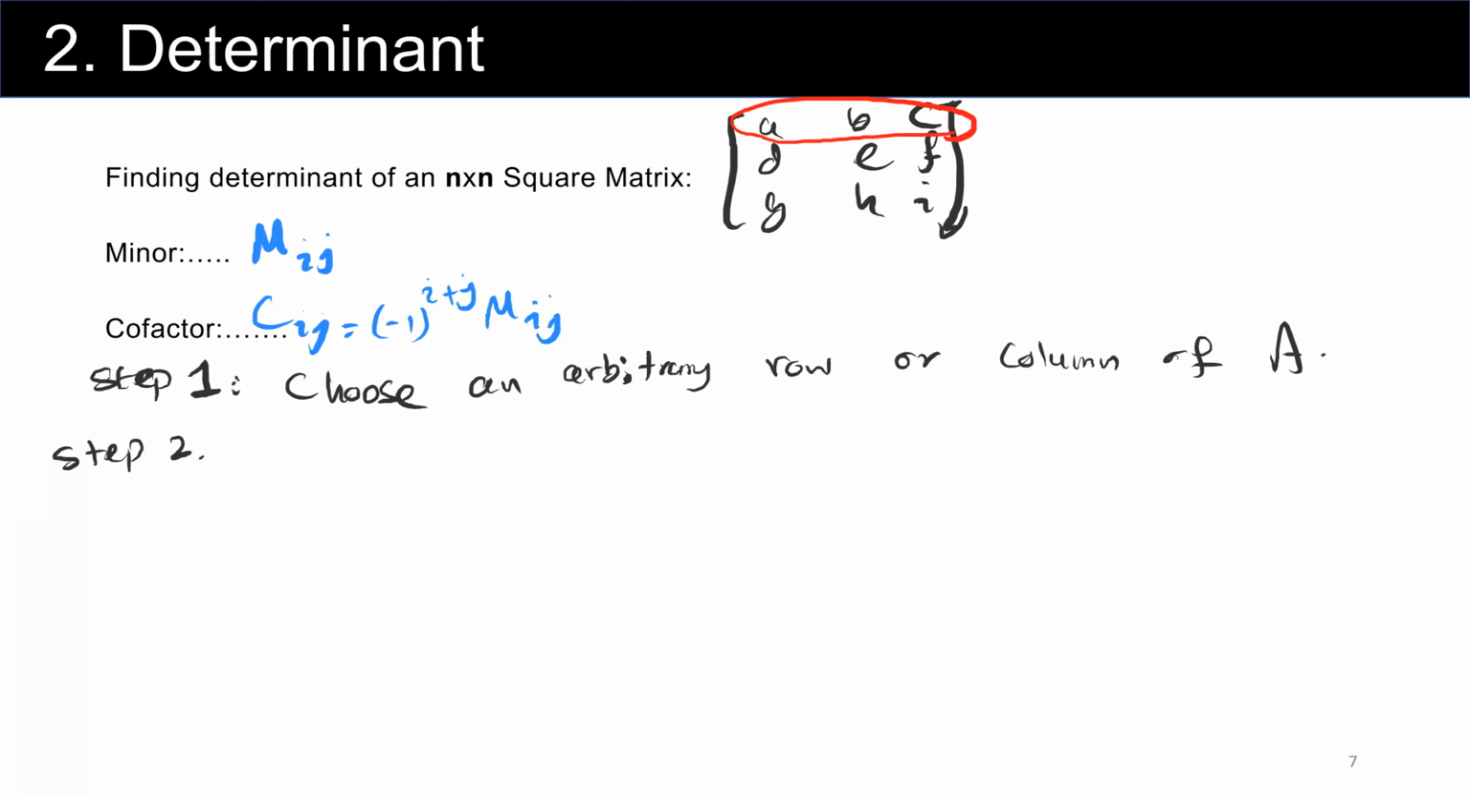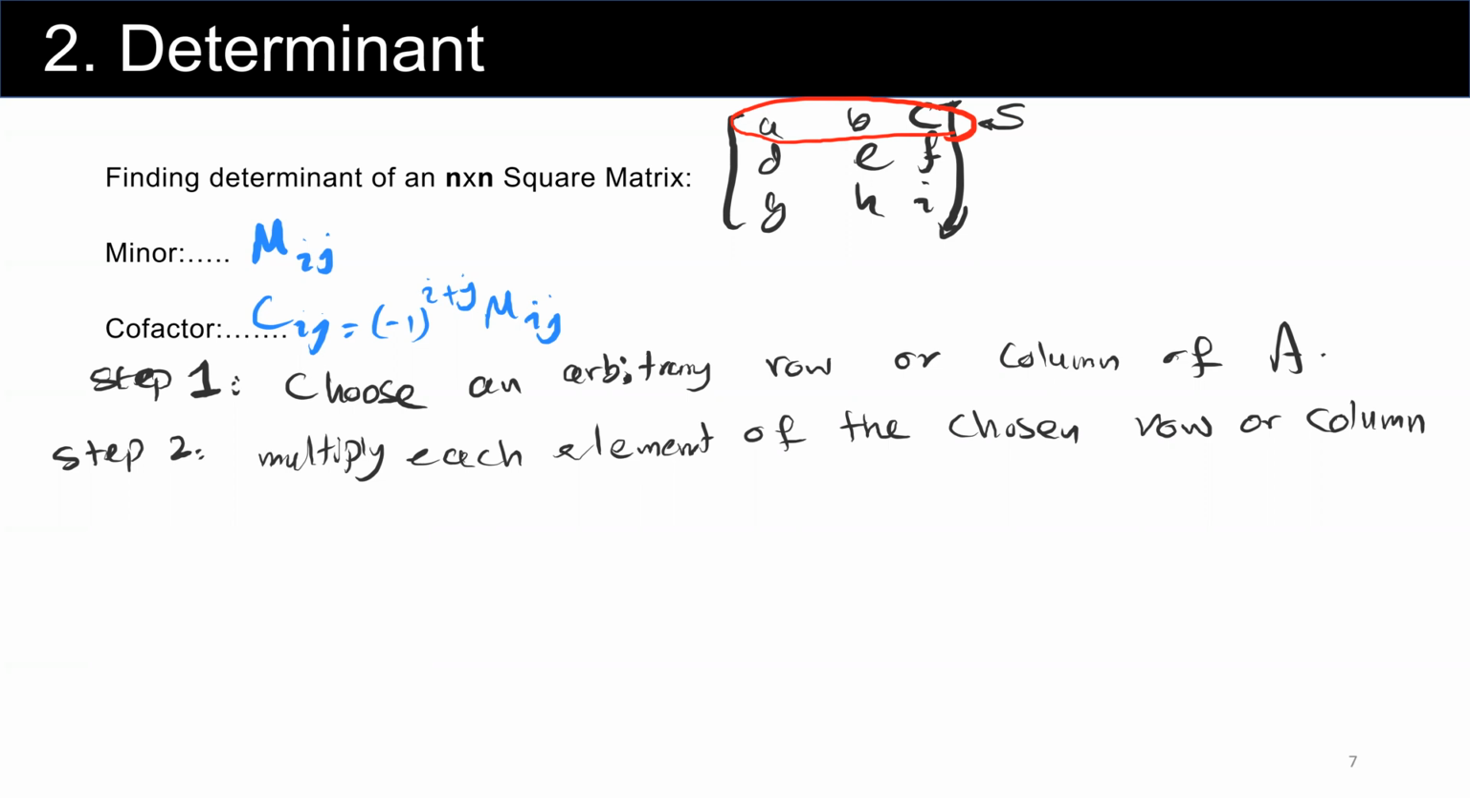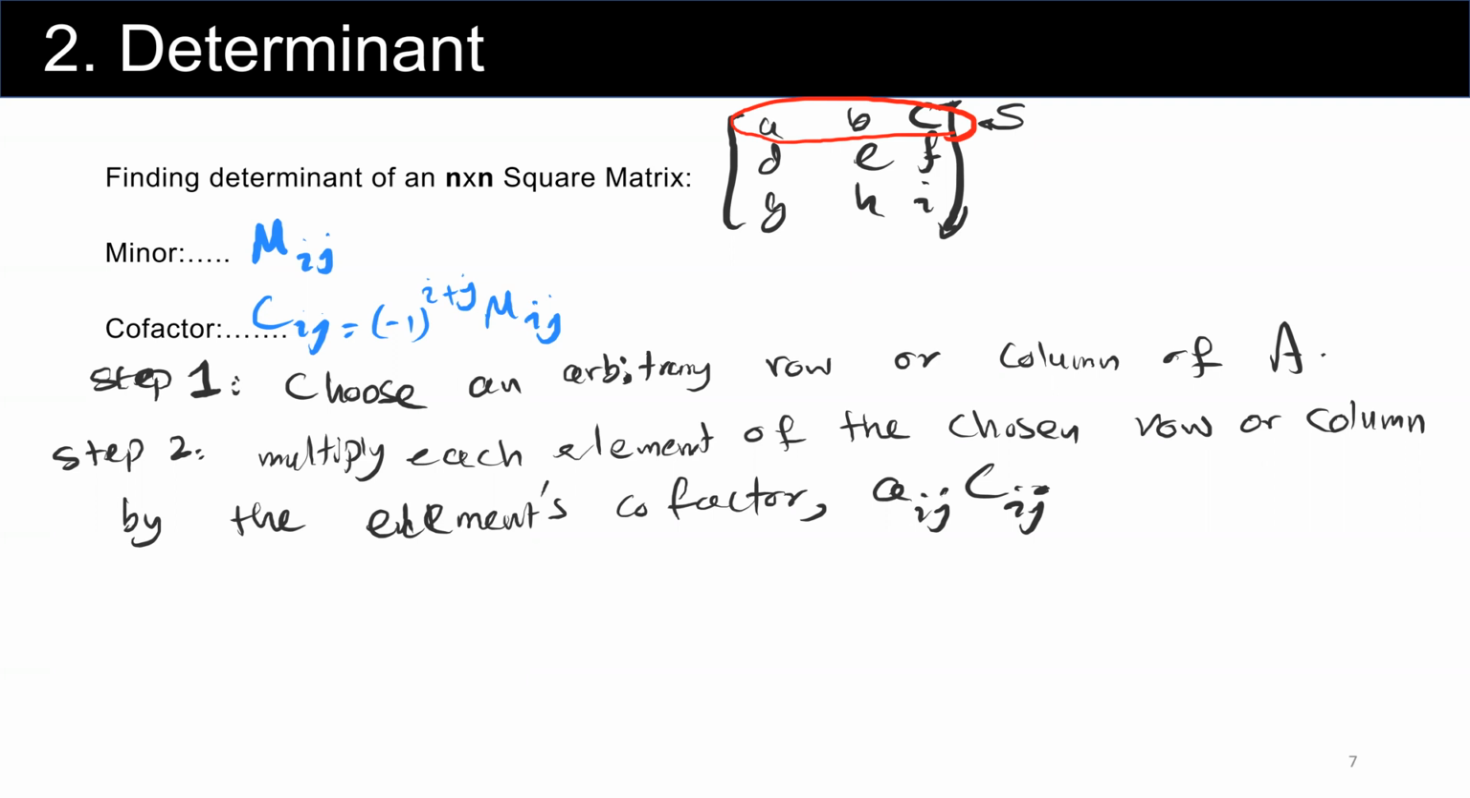Step 2. Multiply each element of the chosen row or column, in our scenario each element of this row, by the element's cofactor. What does that mean? For that row, find Aij multiplied by Cij for all of the elements in that row. In our case, it's going to be A multiplied by cofactor of A, B multiplied by cofactor of B, and C multiplied by cofactor of C.